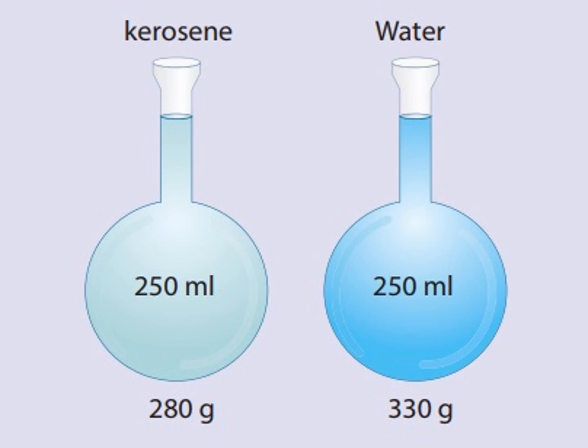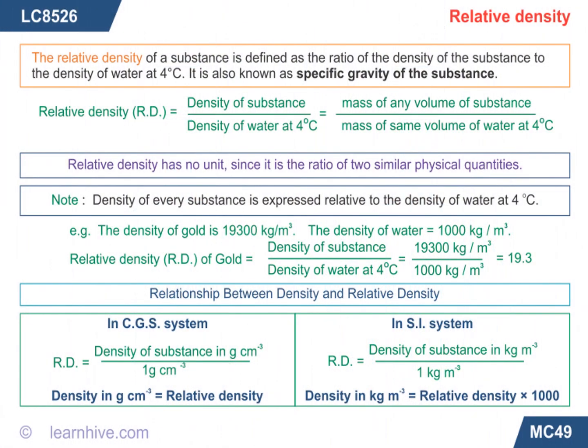Kerosene and water density is different. Water density is 1 gram per centimeter cubic. Kerosene is 0.8 gram per centimeter cubic. Okay, do you understand? Okay, we have relative density. We can compare the densities of two substances by finding their mass.